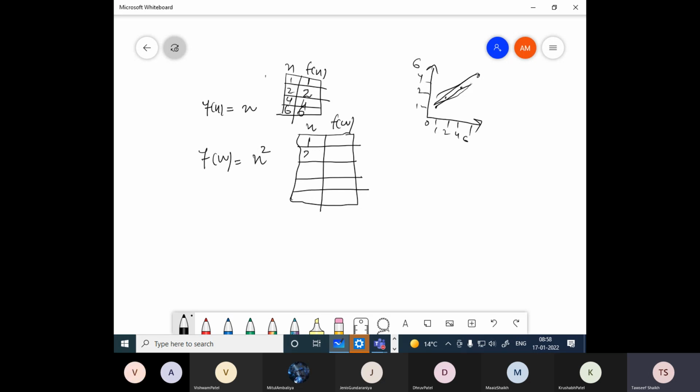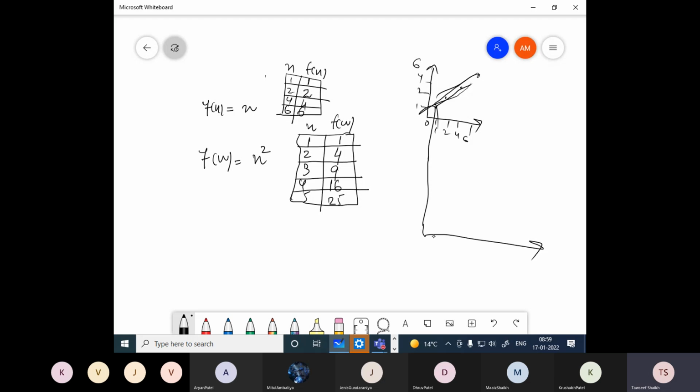So if we take the same values here, 1, 2, 3, 4, 5, since the function has a quadratic or square relation with the n value, whenever n is equal to 1, it will be 1. Whenever n is equal to 2, it will be 4. Whenever n is equal to 3, it will be 3 square, that is 9. Then 16, then 25. As the value of n increases, the corresponding value of the function also increases, but in a very high, quadratic manner.